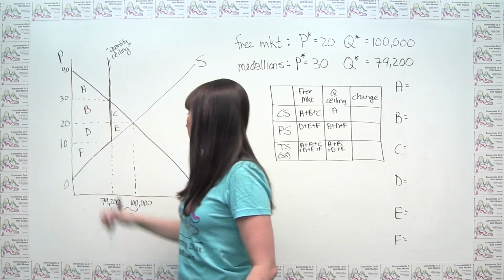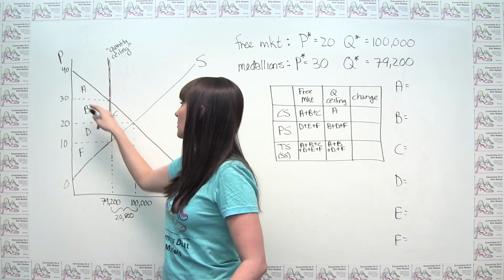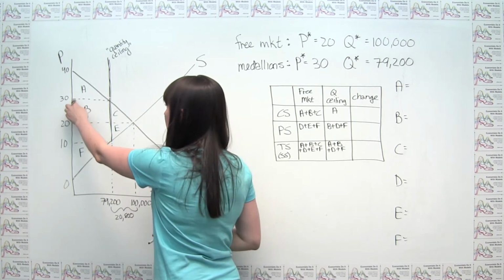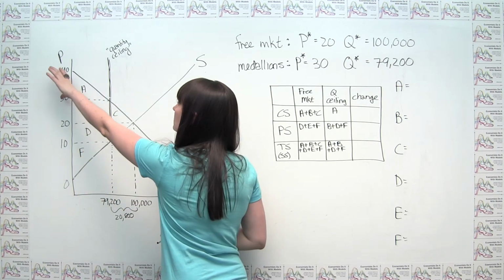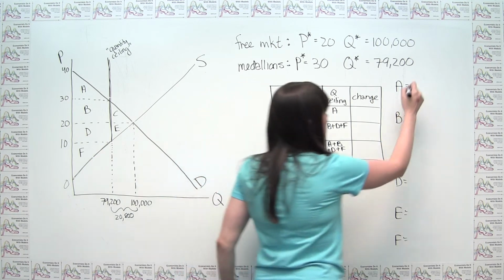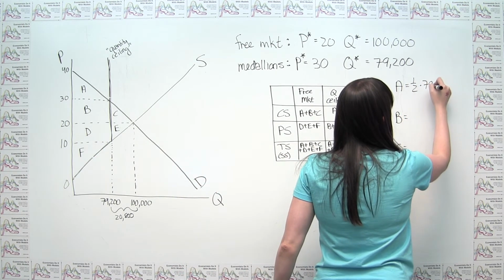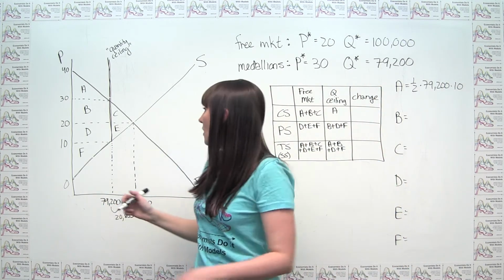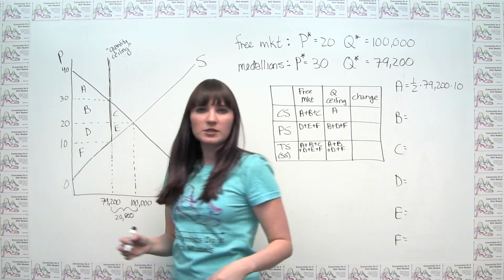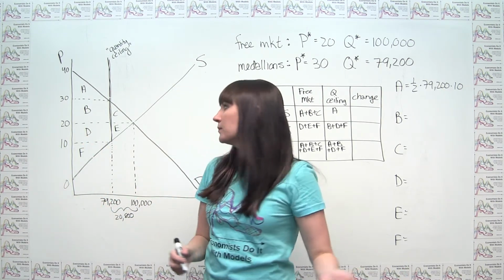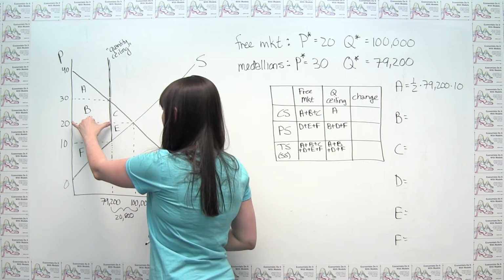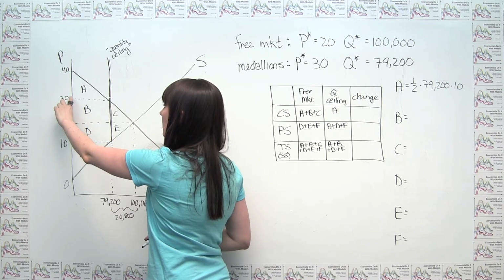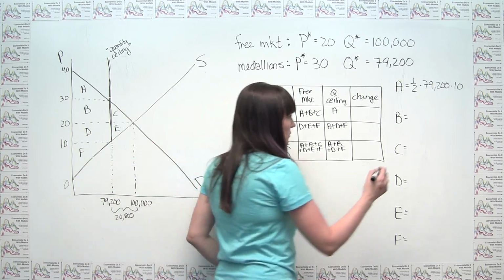Here A is the area of this triangle. The area of a triangle is 1/2 base times height, so we have 1/2 times a base of 79,200 times a height of 10. Area B is a rectangle, so its area is length times width. We have a width of 79,200 and a length, or height, of 10.